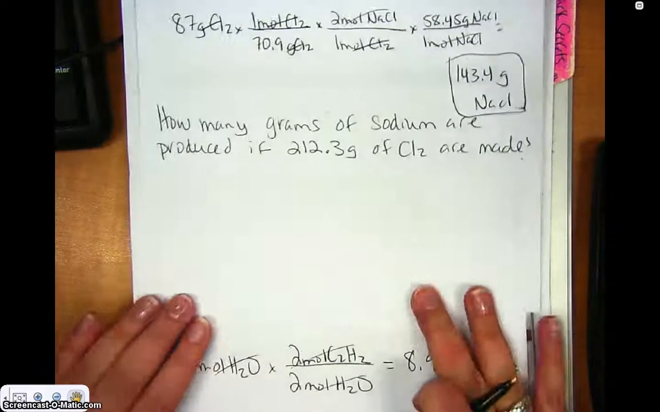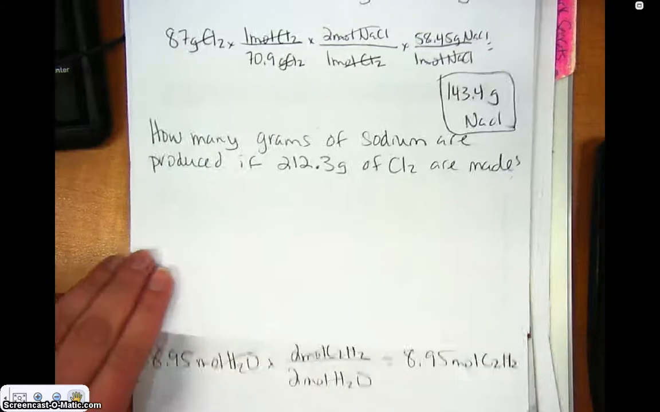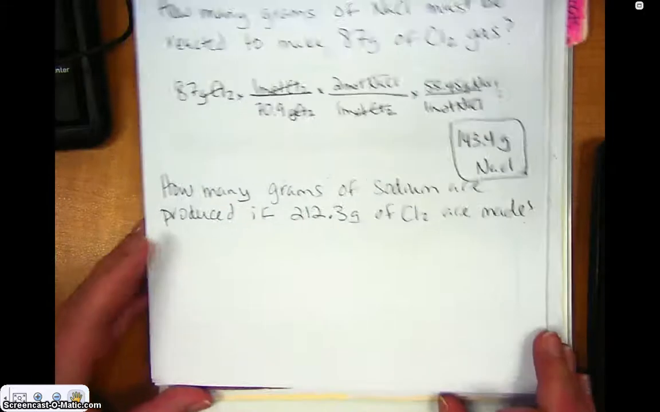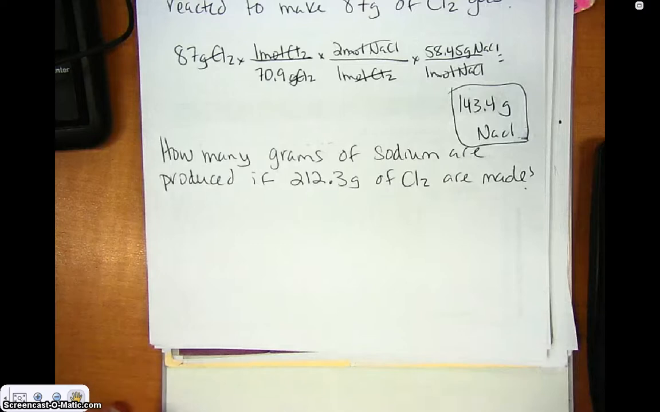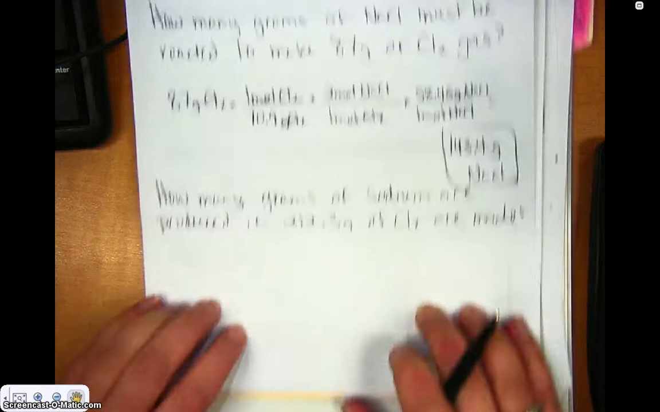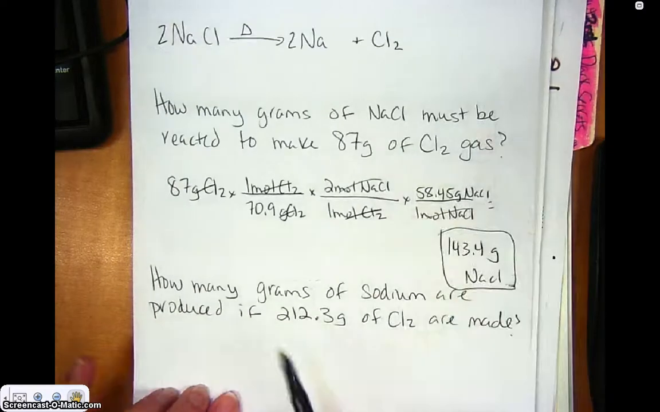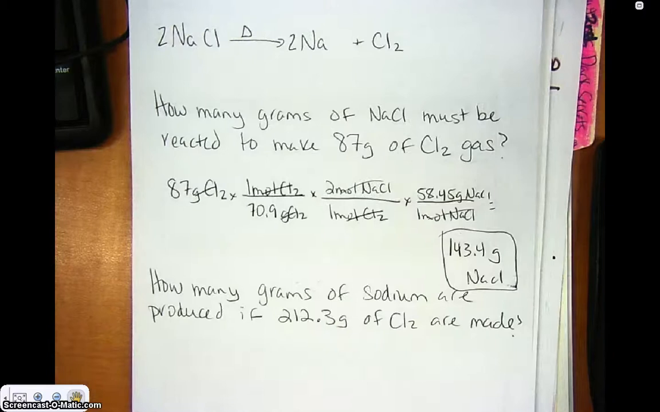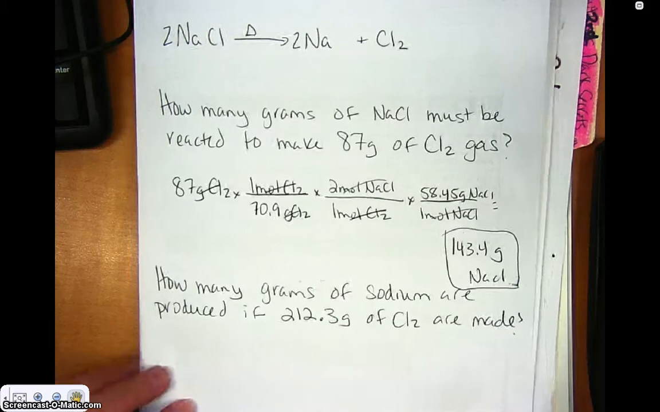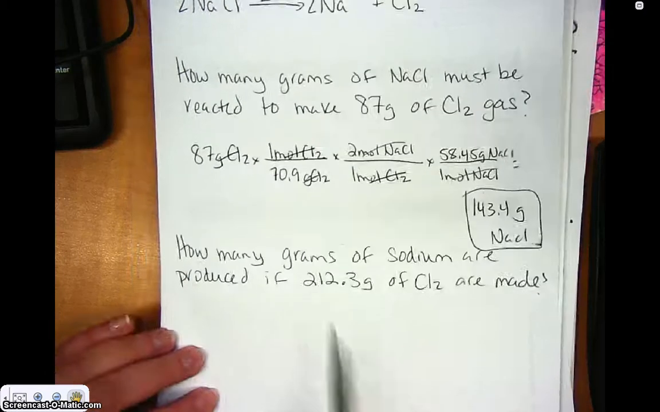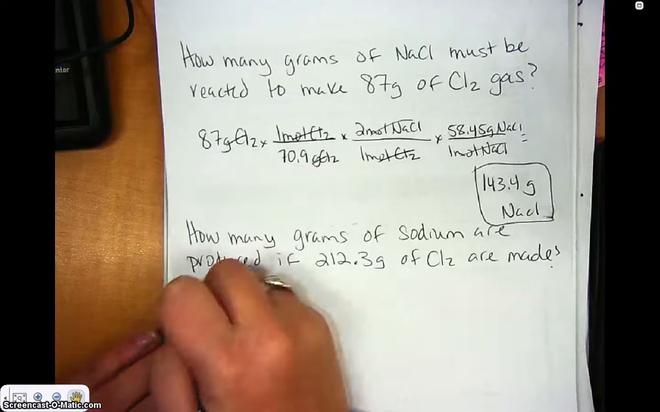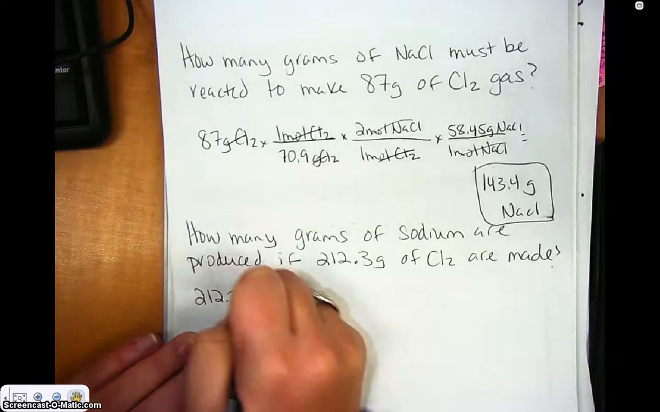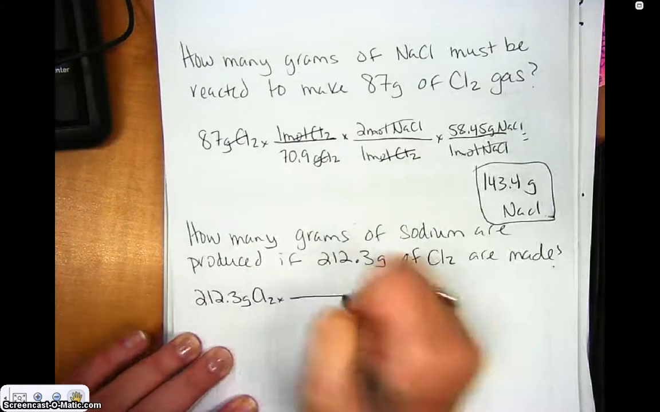Alright, let's do one more. It says how many grams of sodium are produced if 212.3 grams of chlorine are made. Again, this problem deals with two products, but it doesn't matter, remember, if they're products or reactants when we set up the stoichiometry problem. So we're going to start here with 212.3 grams of chlorine gas made.